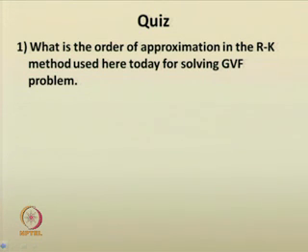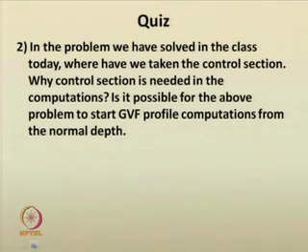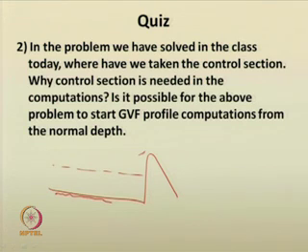So, the solution for the quiz: the order of approximation in the RK method, as it is there in the title itself, is a fourth order approximation. In the second question, where have we taken the control section? If you recall, normal discharge is there, a dam was constructed, then just beside the dam the depth of flow is 3.5 meters. That is taken into consideration and it is the control section for the problem, and from there we begin the computation.